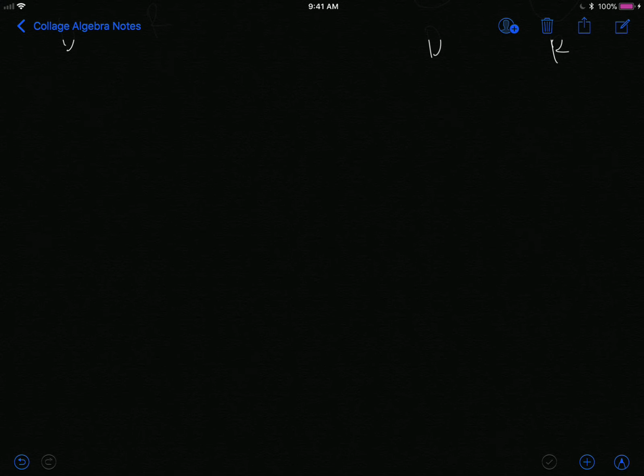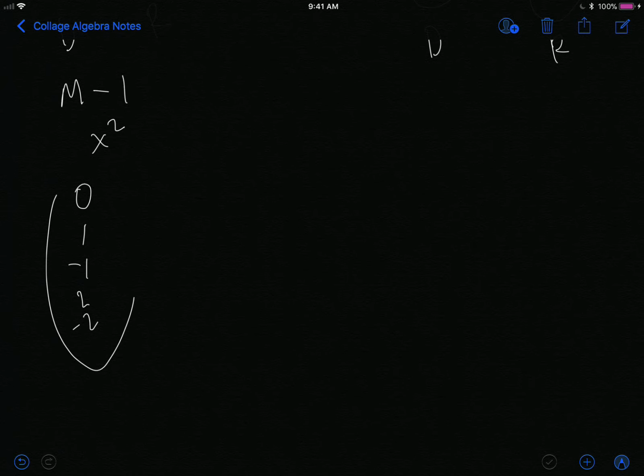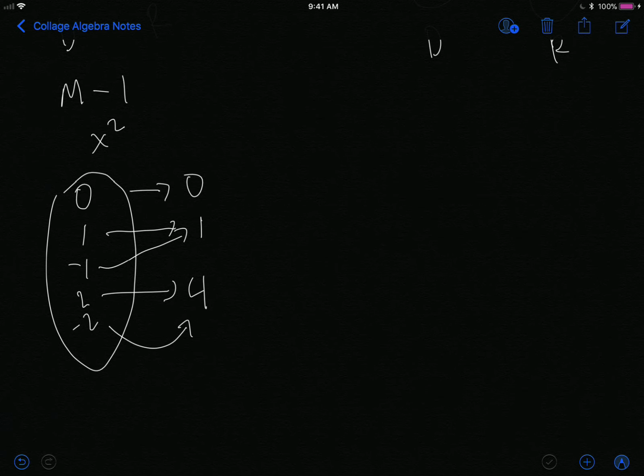Then you have your many-to-one correspondence. Say, for instance, x squared. Let's go with my domain 0, 1, negative 1, 2, and negative 2. Well, 0 squared is 0, so 0 gets mapped onto 0. 1 squared is 1, but negative 1 squared is also 1. So you have many items being mapped onto one item. 2 squared is 4, but negative 2 squared is also 4. Domain, range, and so you have a many-to-one correspondence.